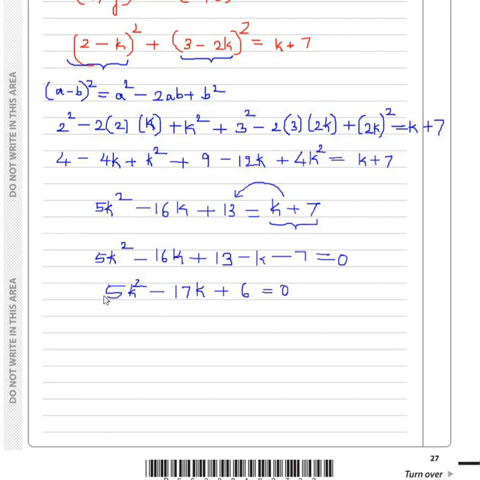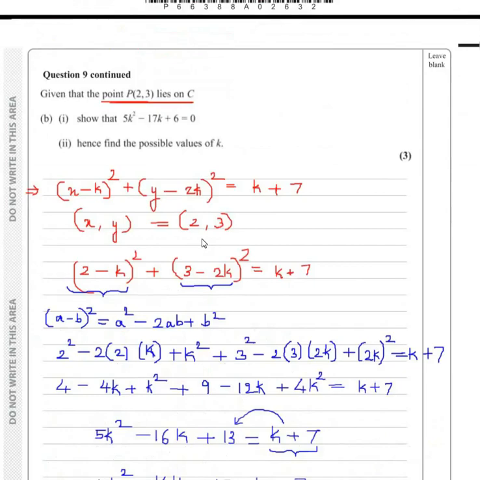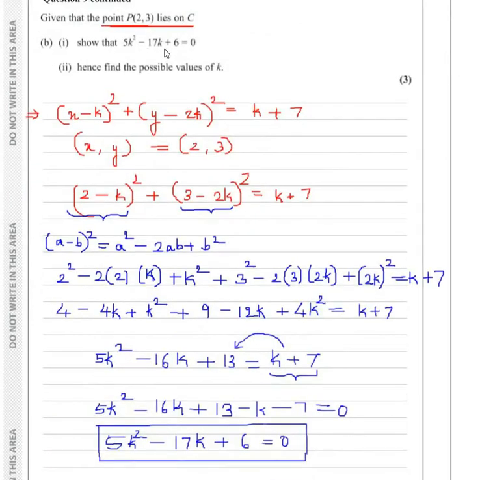So let us see if we have got the quadratic equation which they wanted us to show: 5k squared minus 17k plus 6. So 5k squared minus 17k plus 6 equals 0. So we have got the first part of this question.